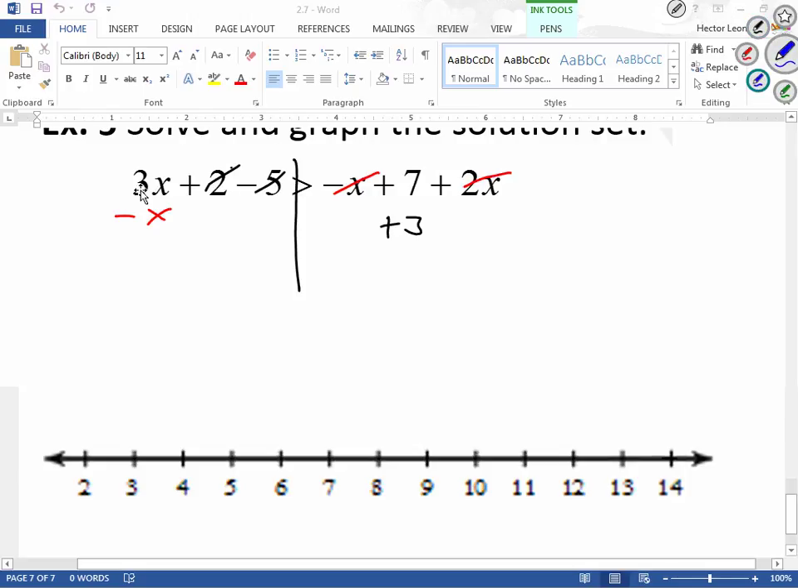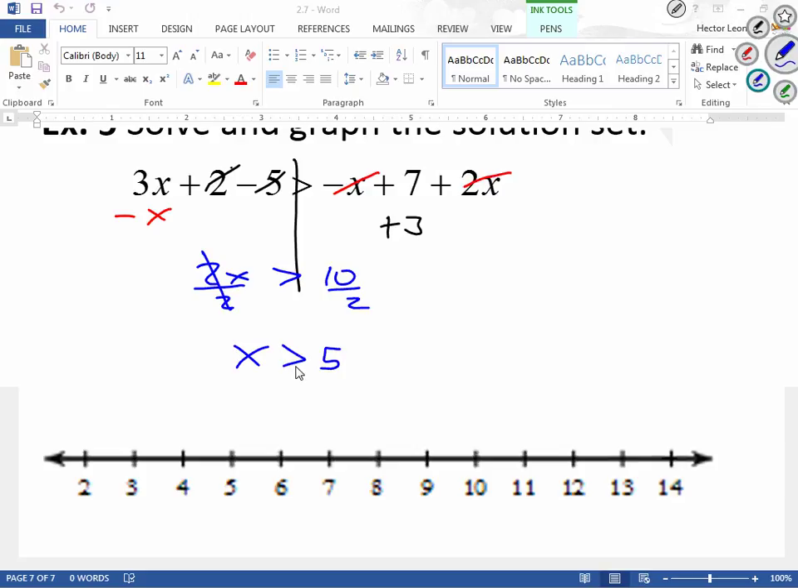Now, when I look at this, 3x minus 1x, that is 2x, greater than 7 plus 3, that's 10. Now, let me divide both sides by 2. I get x is greater than 5. It's a parentheses, right? Not a bracket because it's open. It's open at 5, and it goes towards the right. So I'm going to do parentheses of 5. It's open, and it goes towards the right.